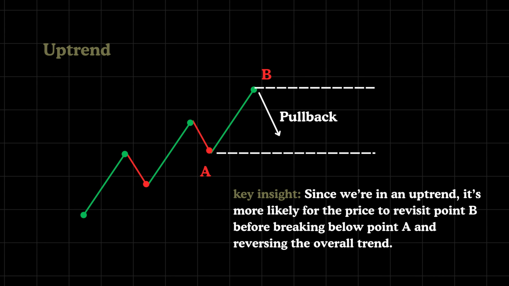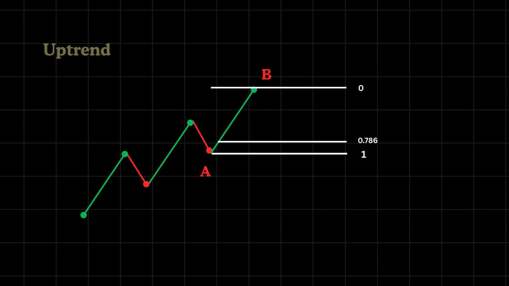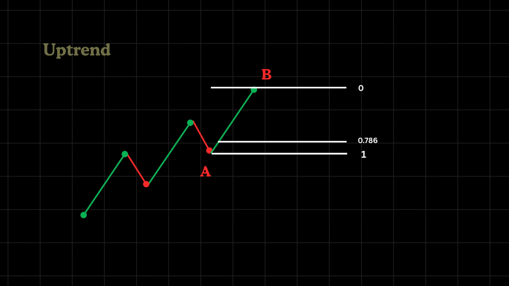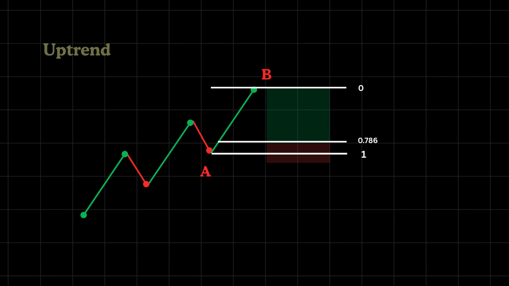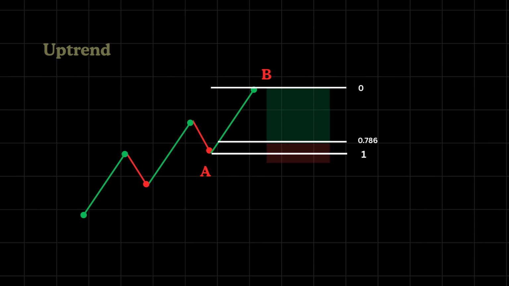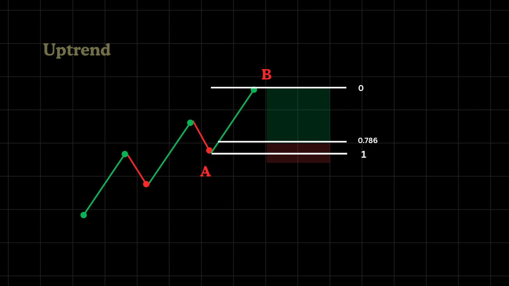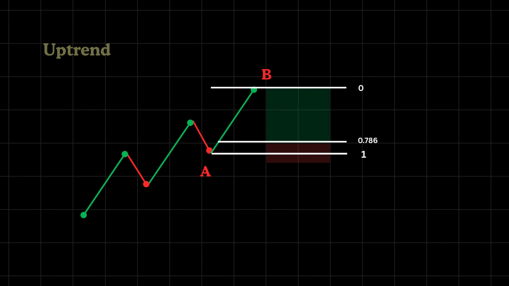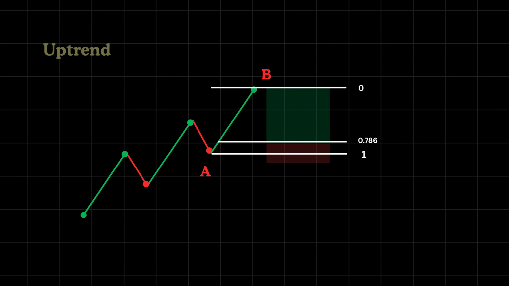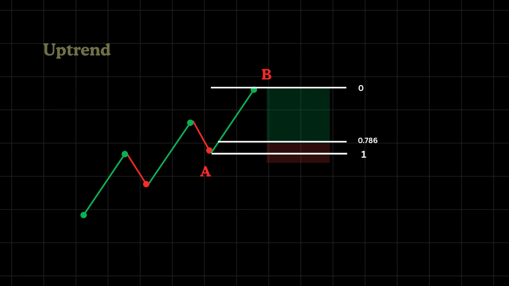To enter the trade, draw your Fibonacci retracement from point A to point B and place a buy order exactly at the 78.6% mark. Set your stop loss a few pips below point A, and aim for point B as your take profit. This setup typically yields a risk-to-reward ratio close to 1 to 3. Now, let's break down each step of this method on a live chart.